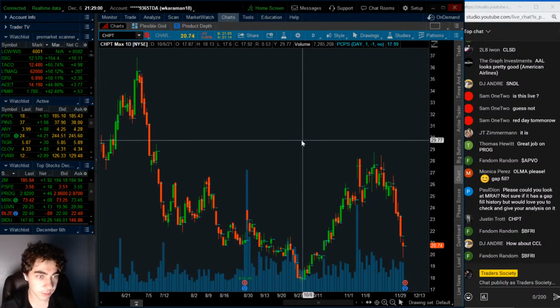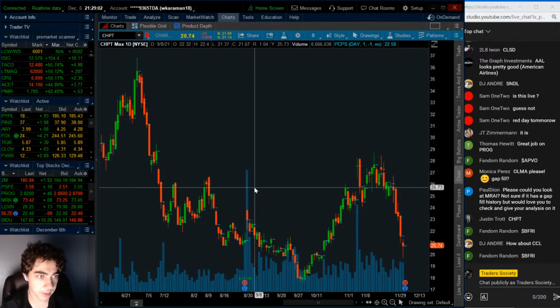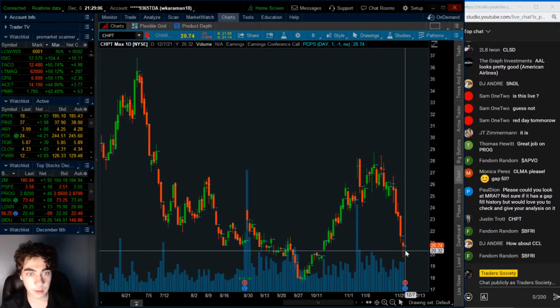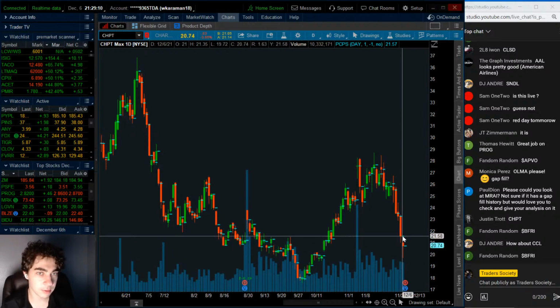As of now, though, it is responding positively to that level. You've got a nice wick forming here. So this does look bullish. I think it's going to continue to run. I don't think 21.50 is going to be a problem. It should go to 21.50.